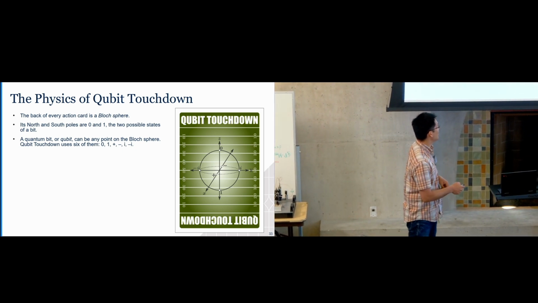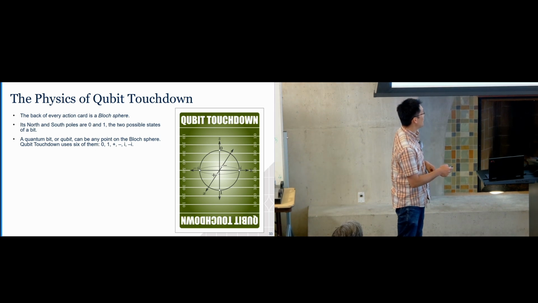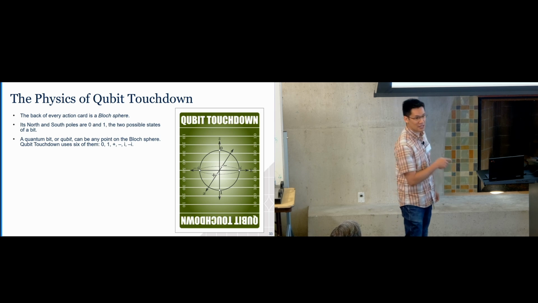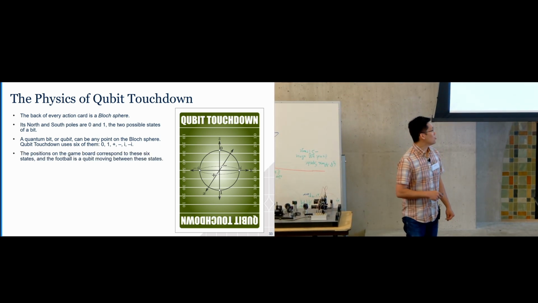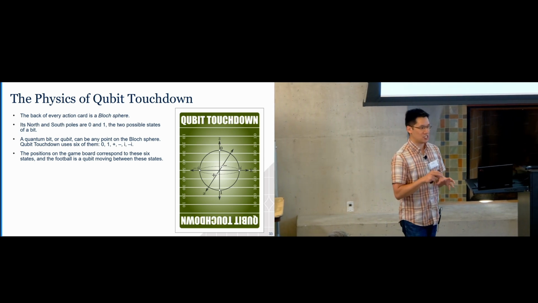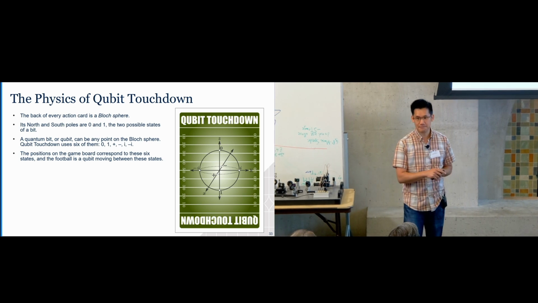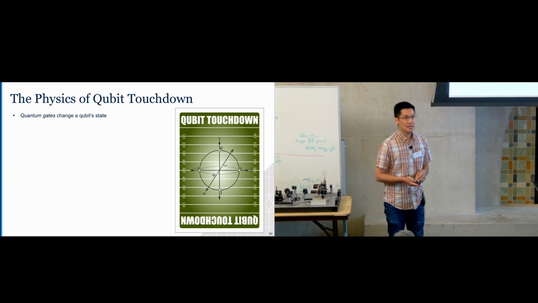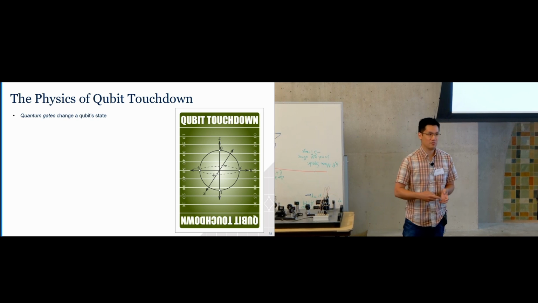that are labeled here. So we have 0 and 1 on the z and minus z axis. We have plus and minus on the x-axis, positive and negative. And we have I and minus I on the y-axis, positive and negative. And so when you're moving the football around between those 6 positions on the board, you're actually moving the qubit between these 6 different states. Okay, the way that you do that is by playing quantum gates. So those are the cards that you were playing.